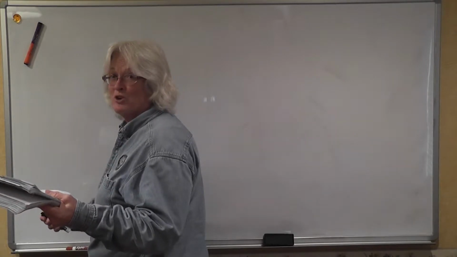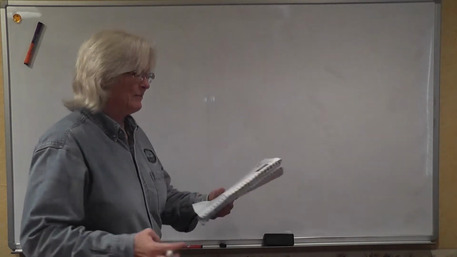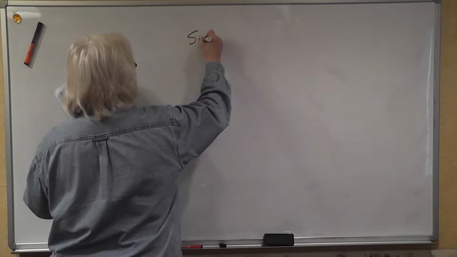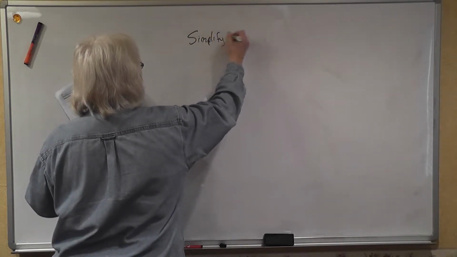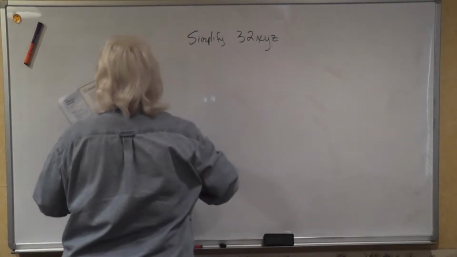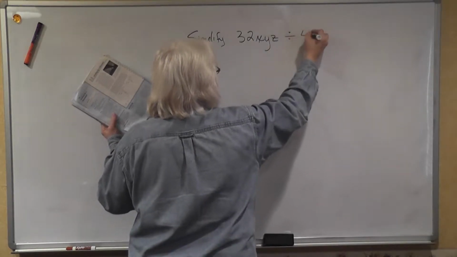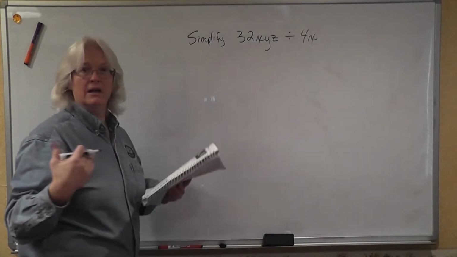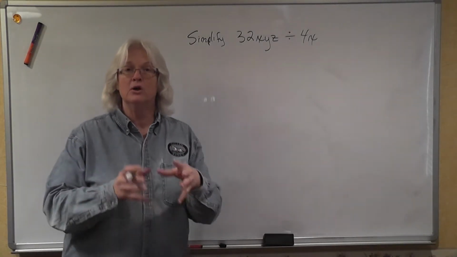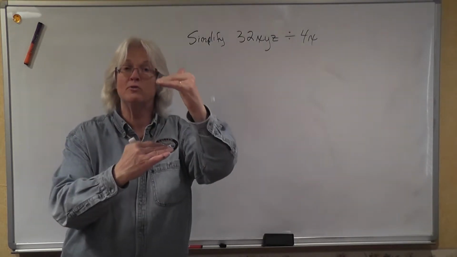Okay, I'm checking to make sure that machine is recording, because the last time I didn't turn it on, but it's on now. Example 1 says, simplify 32xyz divided by 4x. Now what did I say last that you have to remember when you are doing division problems? You need to remember that you can write a division problem in fractional form.